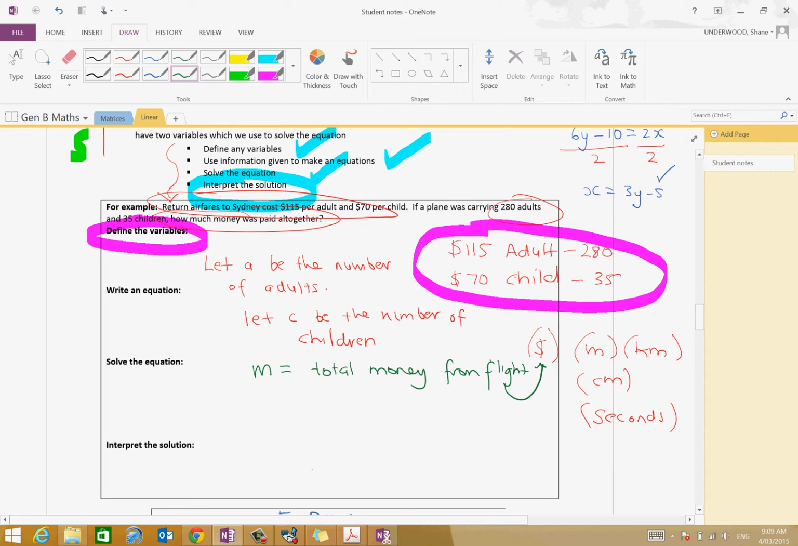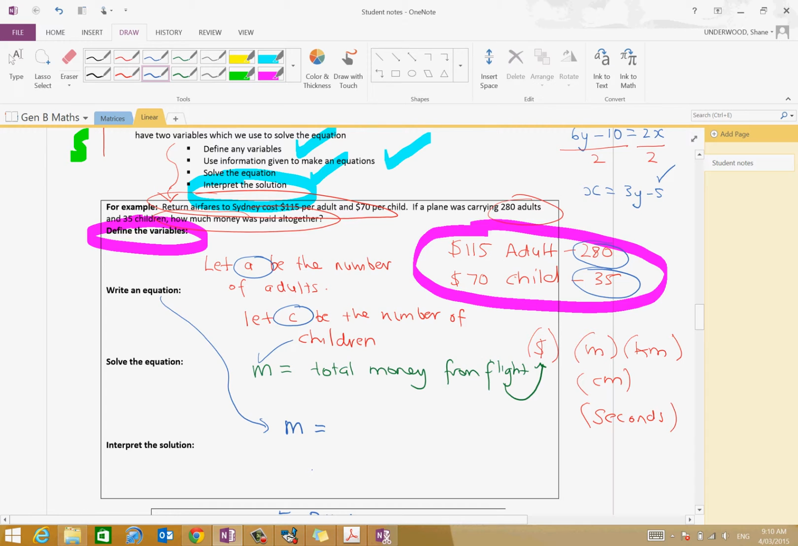So we've defined our variables. Now let's write an equation. I'm going to say that I've declared M, so M is the total money. And you've got to think about it. I've got $115 per adult. Now adults can vary, but the problem is we actually know what those values are. But I'm going to write an equation in terms of A, M and C. And because I know what A and C is, then I can find M.